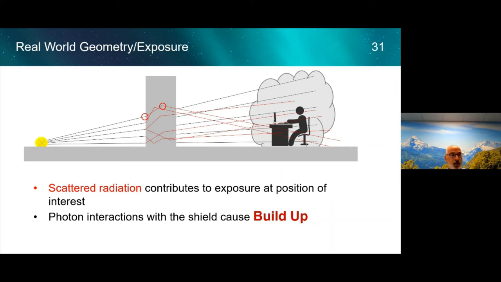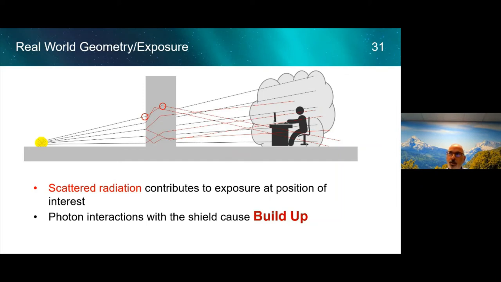That's described, I was given the general description, as the term buildup. Buildup is the increase over and above the number of photons that would come through at the position of interest if they didn't interact with the shielding material at all, i.e. transmitted straight through, unscattered, uninteracted photons. What you're measuring there is the increase in the number of photons. We call that buildup.